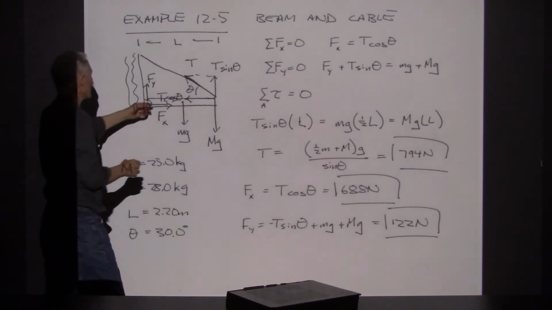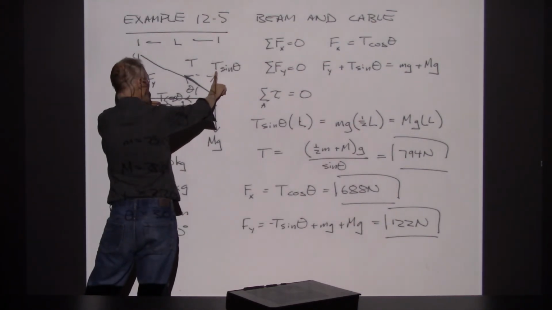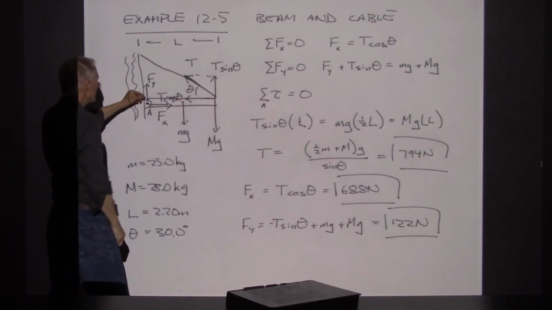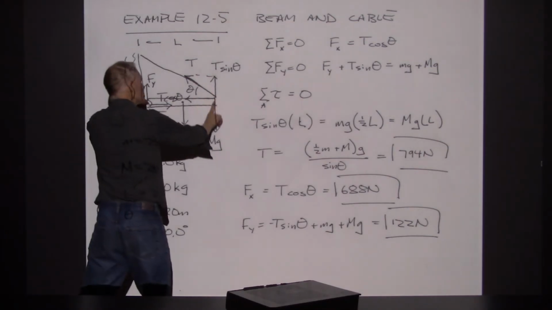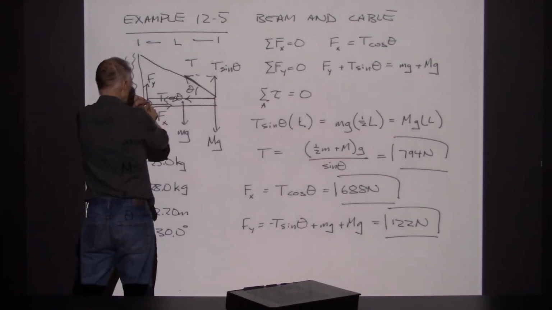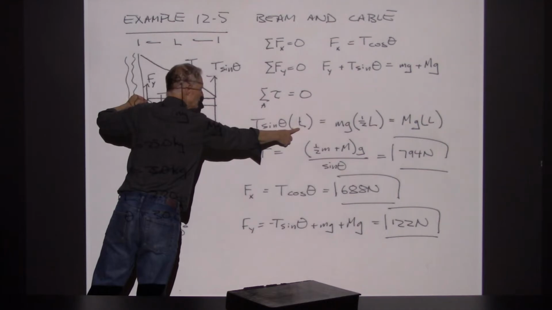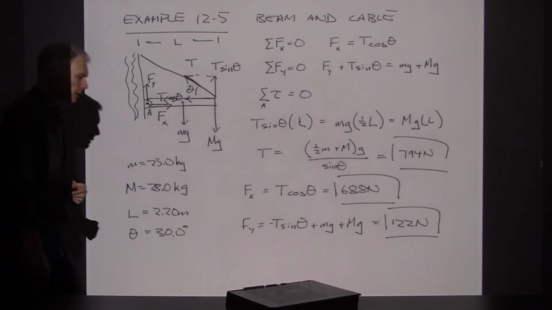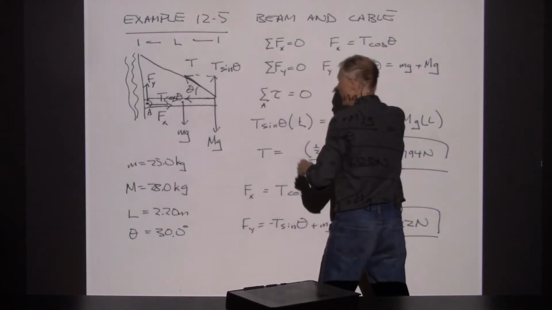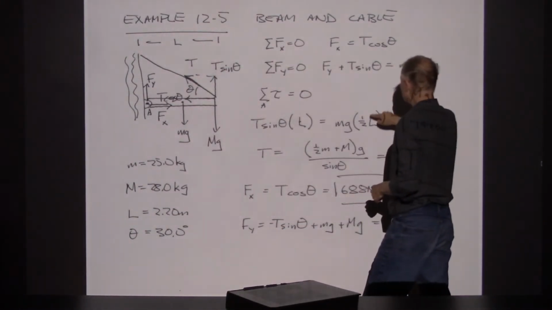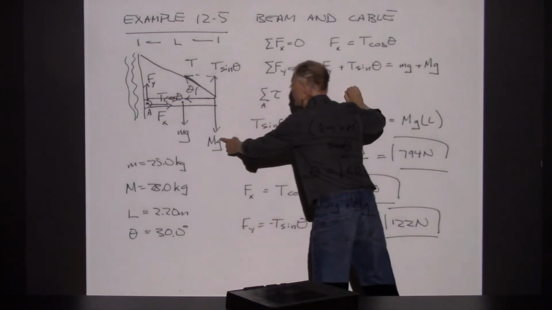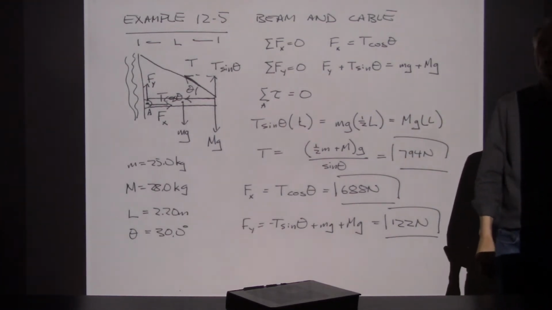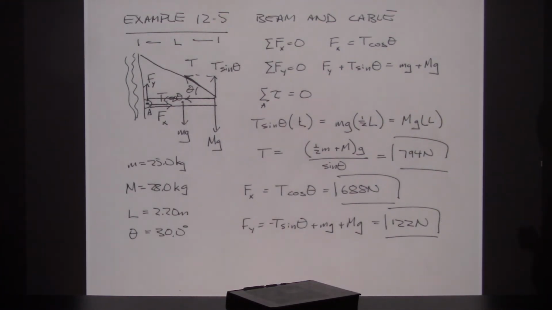The only forces left will be T sine theta, little mg, and big Mg, and this is the axis of rotation. So I'm going to have T sine theta with a lever distance of L, and that's going to be in what we consider the positive direction, typically. I'm going to have mg with a lever distance of 1/2 L, and big Mg with a lever distance of L in the opposite direction. So that's how things are set up.